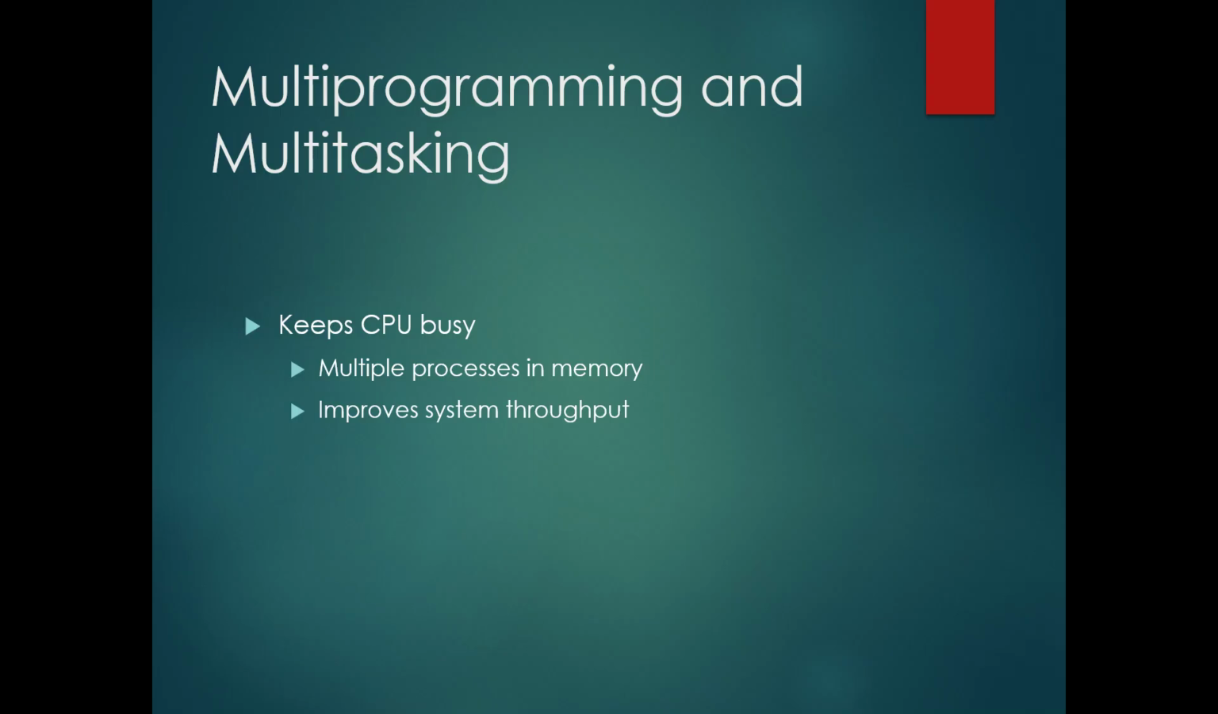The next one is multiprogramming and multitasking. So multiprogramming keeps multiple processes in memory to keep the CPU busy. Multitasking allows users to run multiple applications simultaneously. These techniques improve CPU utilization and system throughput. An example for this one is listening to music while typing notes.